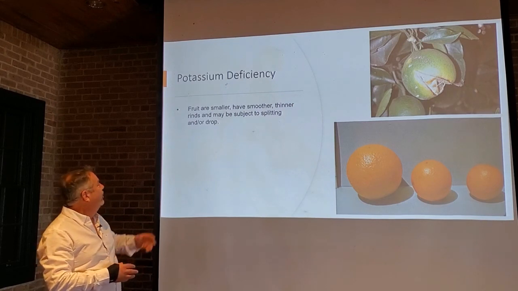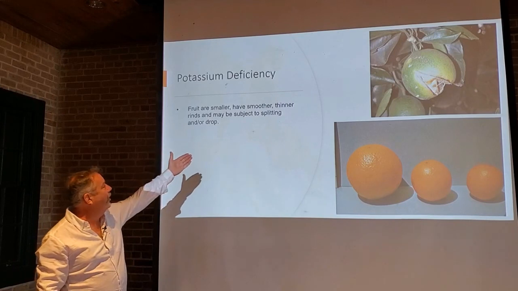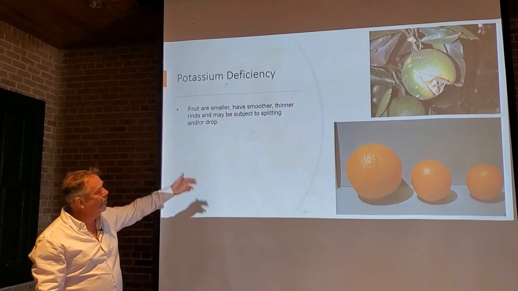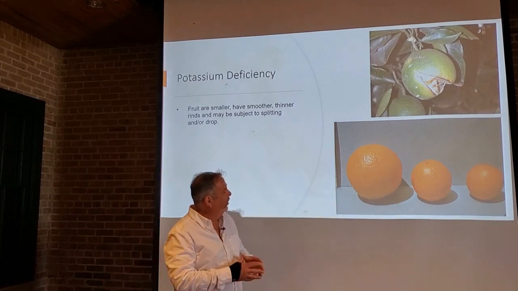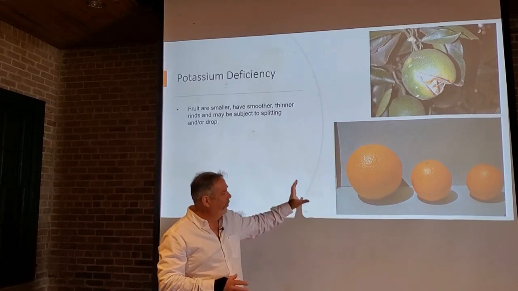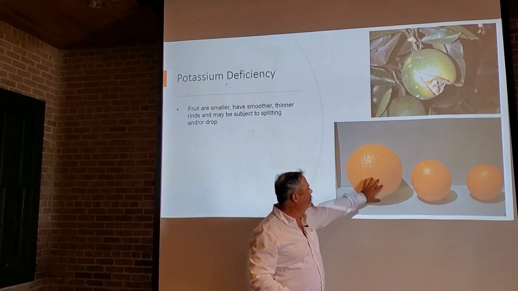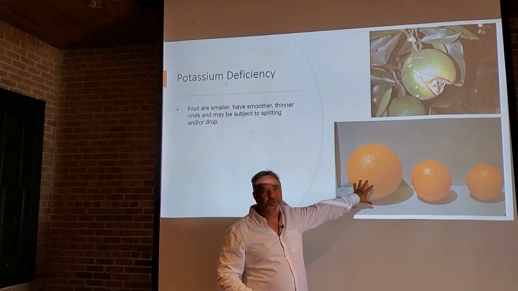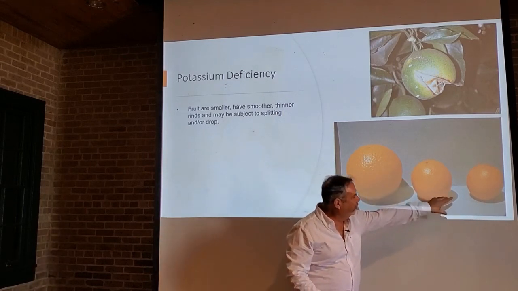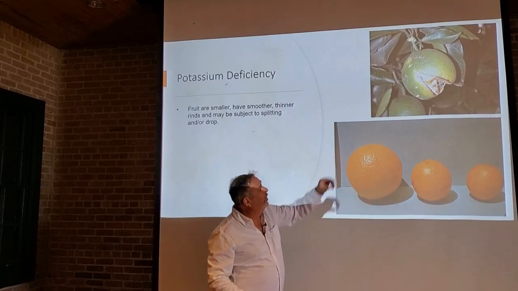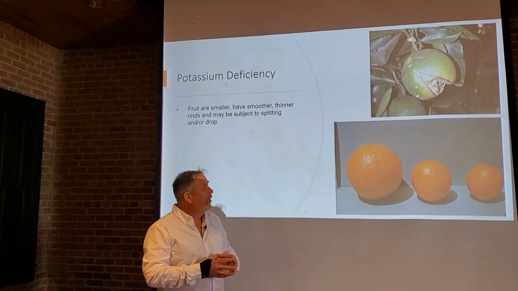Potassium deficiency. Fruits are smaller, they have smoother, thinner rinds, and may be subject to splitting and or drop. So here you can see as the degree of deficiency increases, the fruit goes down and down in size, and you can see how nice and bumpy this is with that texture that we're used to with citrus. And as we progress, it gets smoother and smoother and smaller. And with the thin rind, it is subject to splitting much more easily than if it had a nice thick rind.